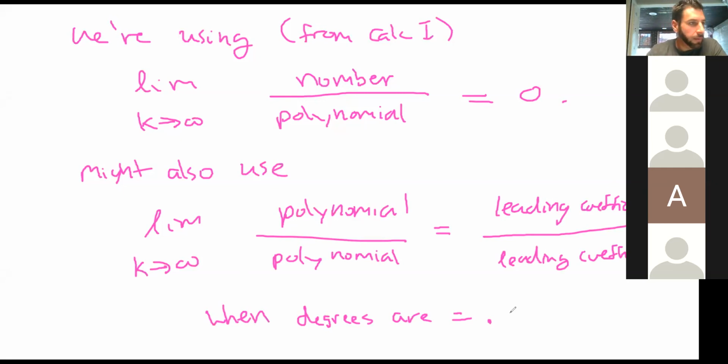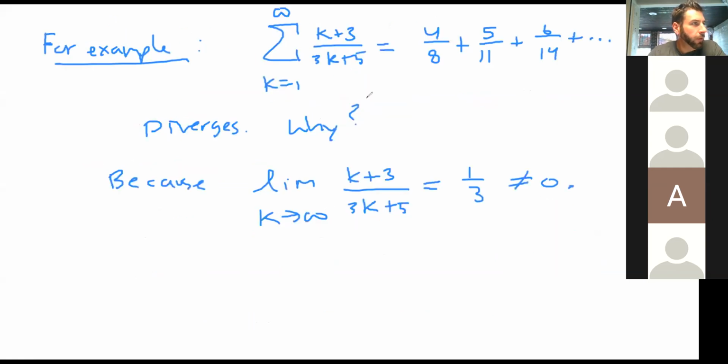I mean, when we did, if I go back some pages, if I used it right here. Notice that this limit on the page I have, what's the degree of the numerator? It's 1. What's the degree of the denominator? It's 1. And so the limit is just the leading coefficients, 1/3.